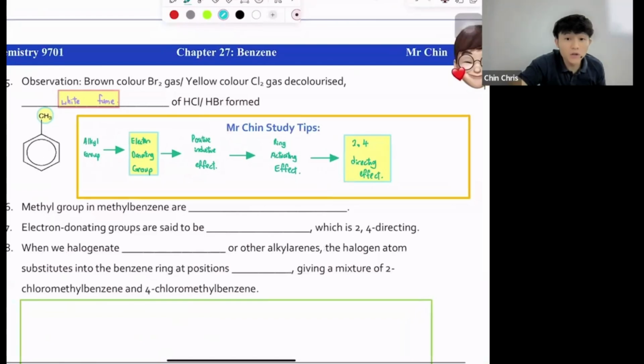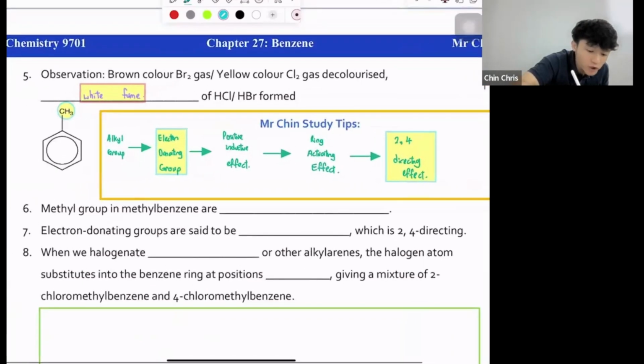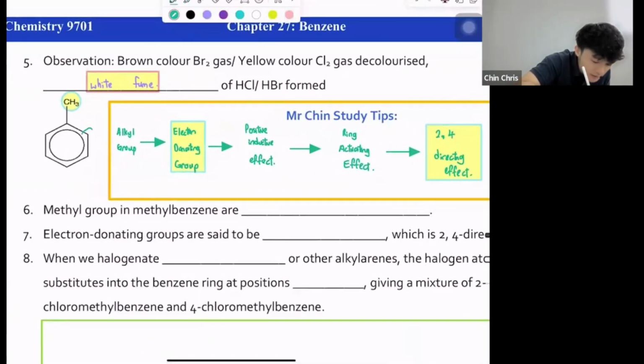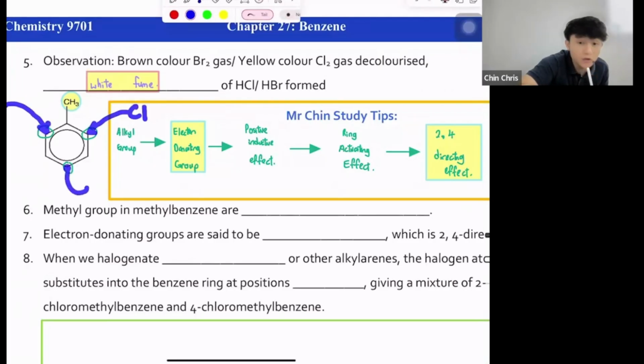Alright guys, now let's look at your 2-4 directing effect, which means this position is gonna get opened up, this position gets opened up, this position gets opened up. So let's say any substitution, for example, if you take a Cl, it's gonna go into here, here, and here. Not this part, not this part. That's what we call a 2-4 directing effect if you see a benzene.